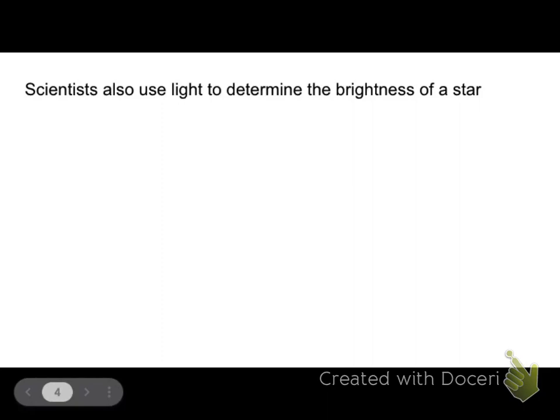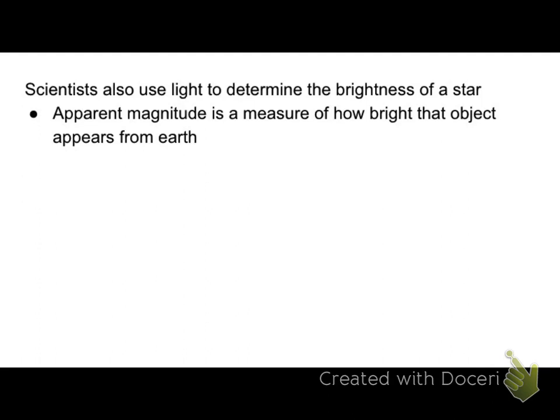Scientists also use light for other things. So aside from telling age and composition and energy and that kind of information, we can also use light to determine the brightness of a star. Apparent magnitude is a measure of how bright an object appears from Earth. Okay? So when we look up into the sky, we see stars and they appear different brightnesses to us here on Earth.